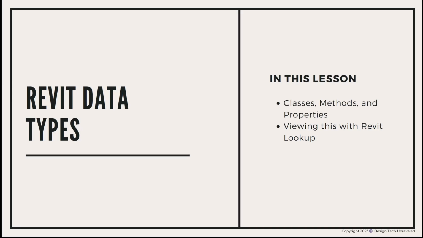So we're going to go ahead and reiterate in this lesson the classes, methods, and properties that we are working with in the Revit API, and we're going to view this with Revit Lookup and Dynamo. So with that in mind, let's go ahead and jump into Revit 2024 and the sample model.